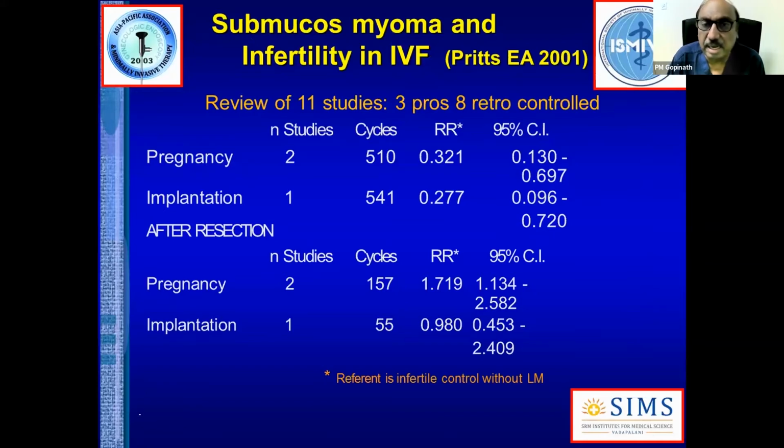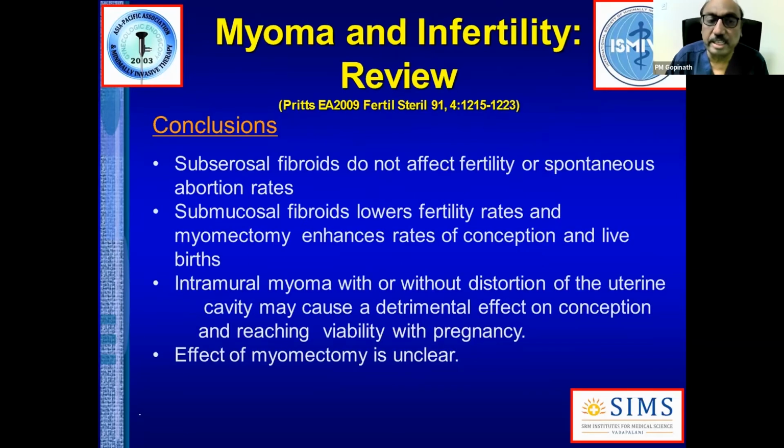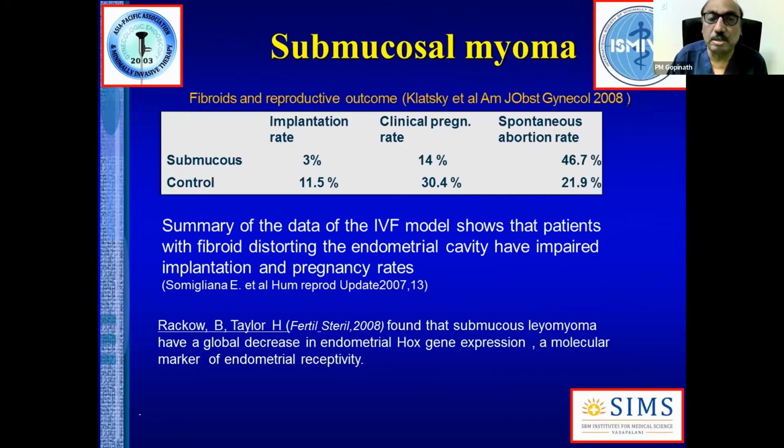And this is another important study, which consists of about 3 prospective and 8 retrospective controlled studies, where they concluded subserosal fibroids do not affect the fertility or spontaneous abortion rate. Submucous fibroids lower the fertility rate, and myomectomy enhances the rate of conception and live birth. Intramural myoma, with or without distortion of the cavity, may have a detrimental effect on viability. The effect of myomectomy is not clear.